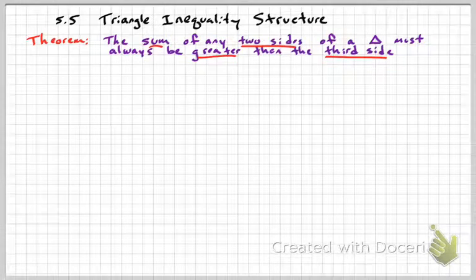Okay, the sum of any two sides, so the addition of any two sides of a triangle, must always be greater than the length of the third side. Meaning, if I have three sides, if I add up any two sides, the result of that has to always be greater than whatever the third side was that I didn't add up. So the sum of any two sides of a triangle must always be greater than the third side.